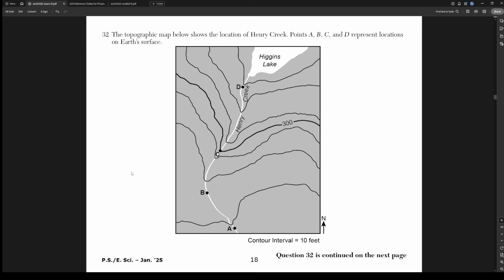All right, 32. We got a contour map. We got a river. So listen, without even looking at the question, I know this river is going to go this way because the contour lines bend up the stream. So I know Henry Creek is flowing northeast. I didn't even see the question yet. And this interval is 10 feet. So this is a 300. We're going downhill this way, so this is 290, 280, 270. And then that means this line's 310, 320, 330. There's really not much more they can ask than what I just did.